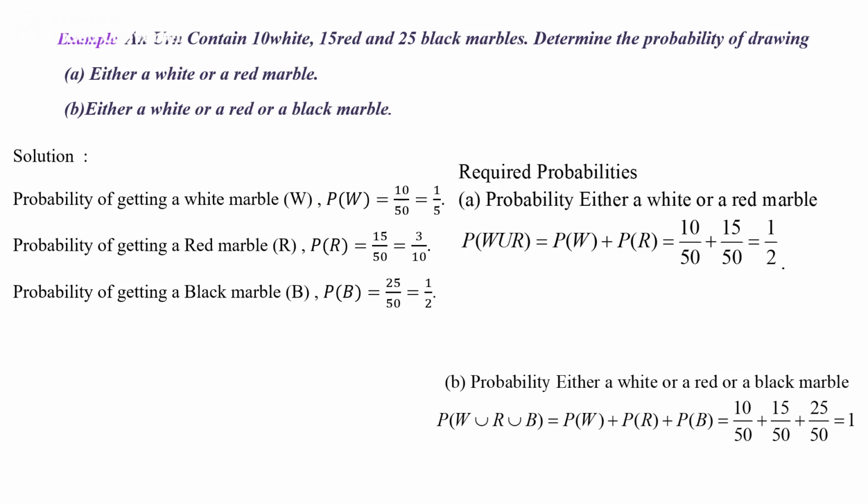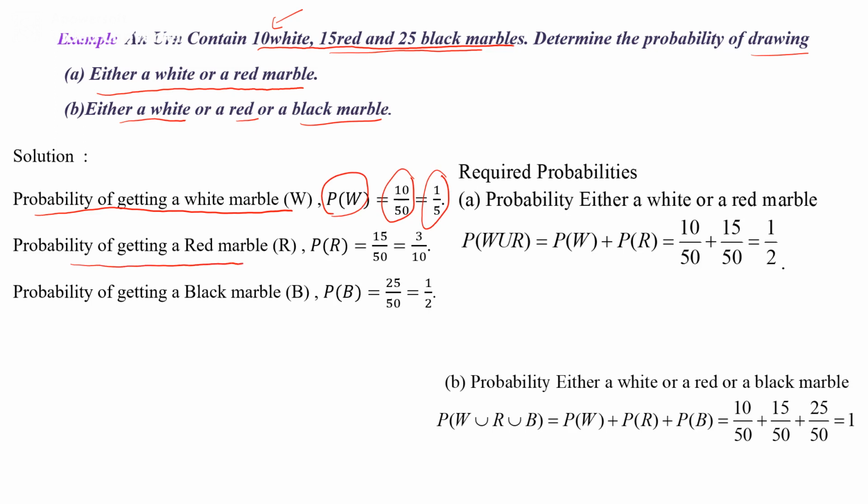Now we see one example. Suppose we have an urn containing 10 white, 15 red and 25 black marbles. We have to determine the probability of drawing either a white or a red marble, and second, either a white or a red or a black marble. So here, the probability of getting a white marble is 10 by 50, that is 1 by 5. Similarly, the probability of getting a red marble is 15 by 50, that is 3 by 10. And the probability of getting a black marble is 25 by 50, that is 1 by 2.